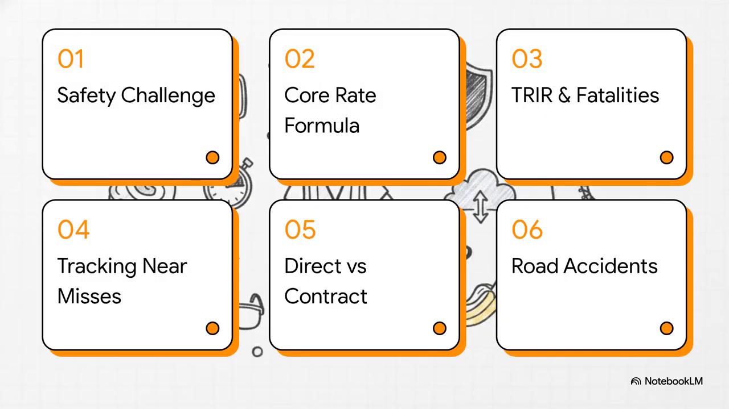We've got a packed agenda today. We're going to cover the industry's safety challenge, the core rate formula, calculating TIR and fatalities, tracking near misses, separating direct versus contract employees, and finally, commercial road accidents. Let's get right into it.